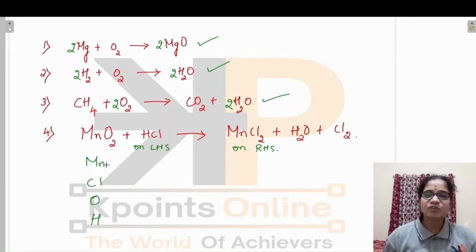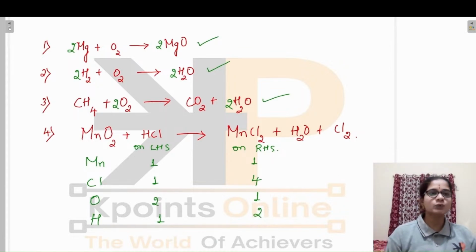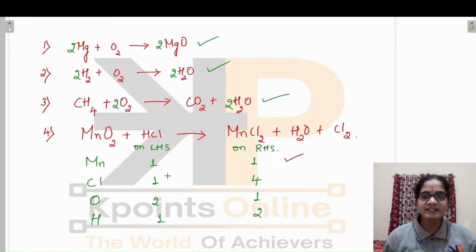Okay. Then the number of manganese atoms is 1 on both sides. And chlorine atoms, here there is only 1 chlorine atom. Here there are 4 chlorine atoms. Here there are 2 oxygen atoms. Here there is only 1 oxygen atom. What about hydrogen? Here 1 and here 2. Okay. Now the number of manganese atoms is the same on both sides. What about chlorine now? We have to balance it. How can we balance? By writing the coefficient 4 so that the number of chlorine atoms will become 4. So after writing the coefficient 4 here, the number of hydrogen atoms has also changed to 4 here.